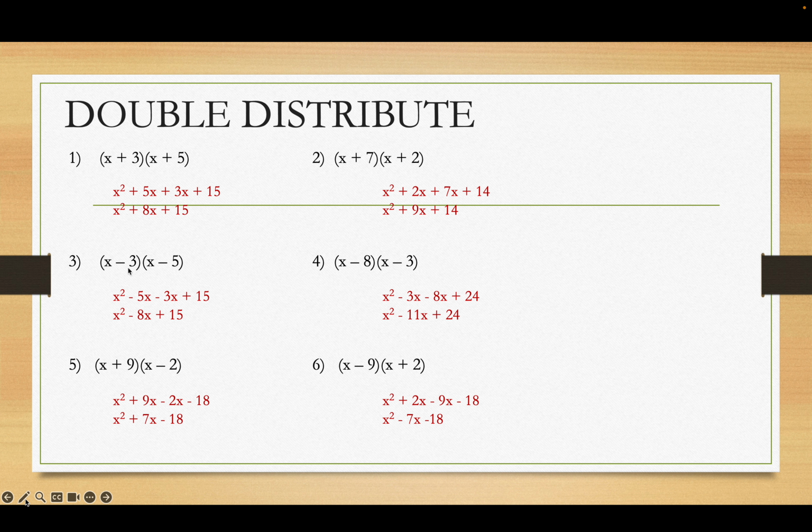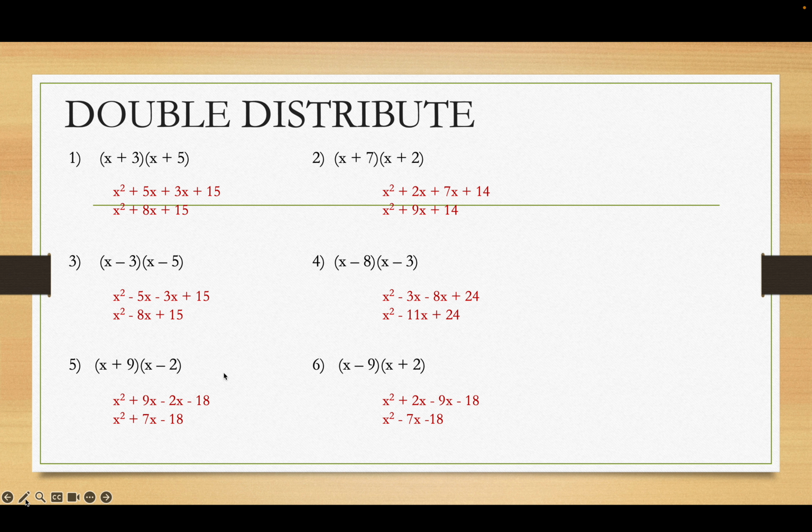Well, let's test it. Negative 3 times negative 5 is 15. So if I multiply, I get that last term. And if I add negative 3 and negative 5, I get negative 8, that middle term. Wow, that's a pattern here, right? Number 4, negative 8 times negative 3 is 24. Negative 8 plus negative 3 is negative 11.